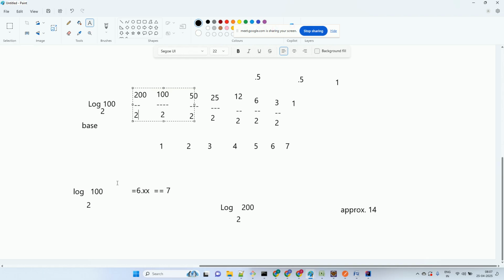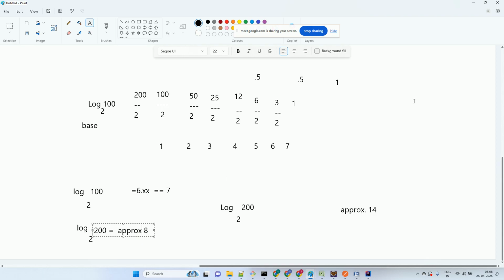So log 200 to the base 2 will be how much? At max, it is approximately 8. Approximately you can say 8. It will be some 7 point something. Approximately you can say 8.